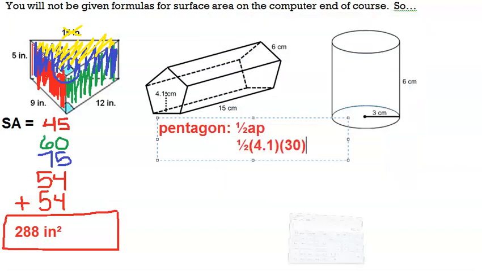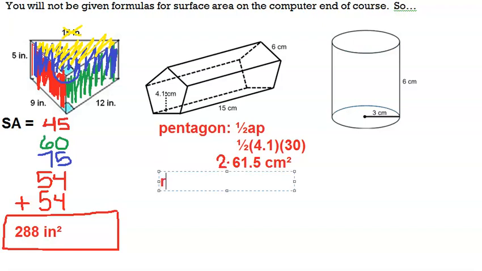You end up getting 61.5 centimeters squared. Now, we will need 2 of those because we had a pentagon on the left, we had a pentagon on the right. Now, as far as the rectangles are concerned, those are just going to be base times height.